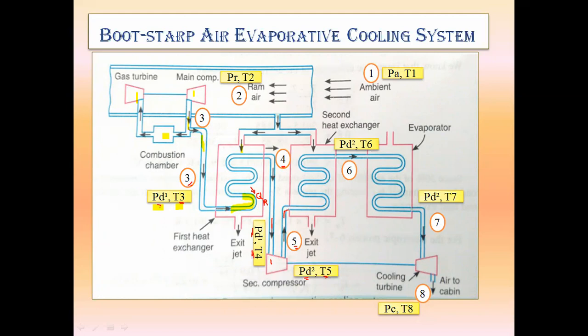That compressed air will again be supplied through the secondary heat exchanger. Inside the secondary heat exchanger also, a constant pressure heat rejection process will take place. Here also, as a cooling medium, we are using the ram air. So at the outlet of the second heat exchanger, we will have the same pressure, because constant pressure heat rejection is taking place during process 5 to 6. So pressure will be the same, that is PD2. Temperature will decrease from T5 to T6.